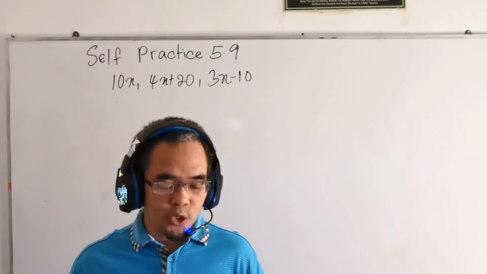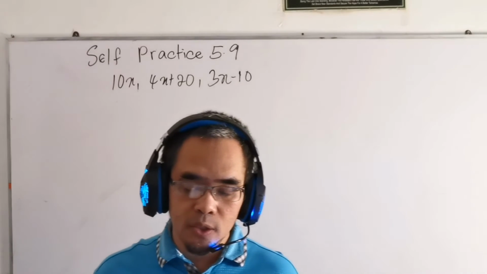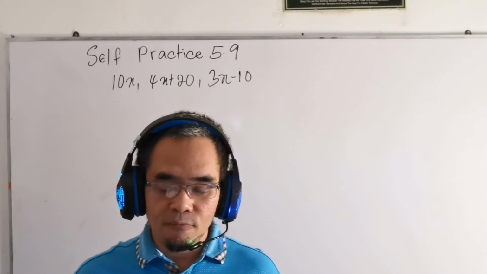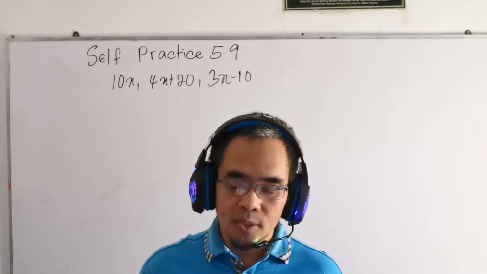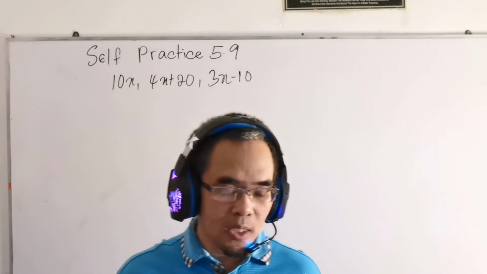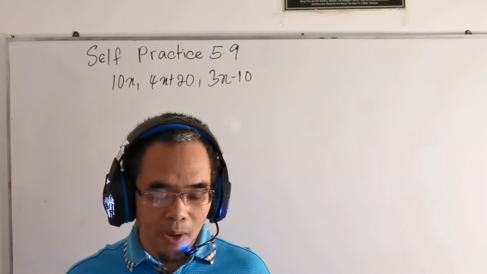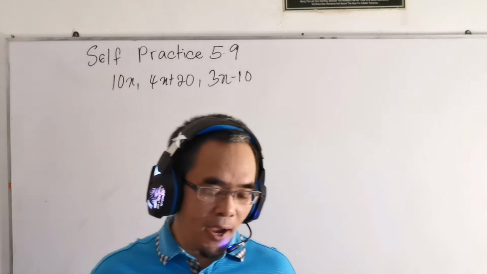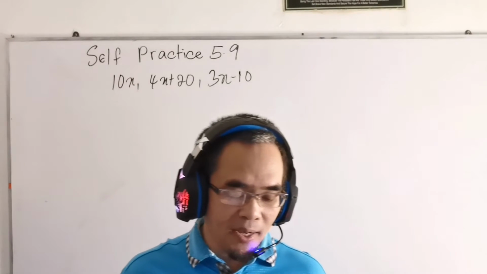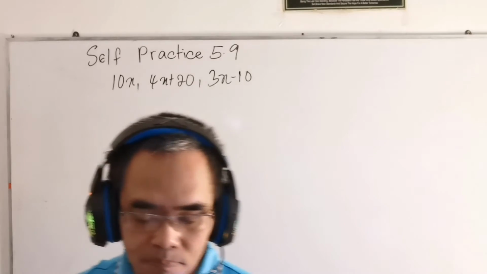So I read out the question. A wire is cut into a few pieces in which 10x centimeter, 4x plus 20 centimeter, 3x minus 10 centimeter are the three consecutive pieces of a geometric progression. A. Find the longest piece if 10x is the second longest term.